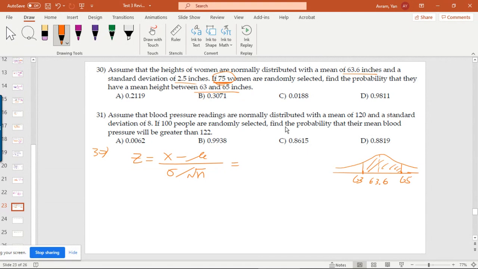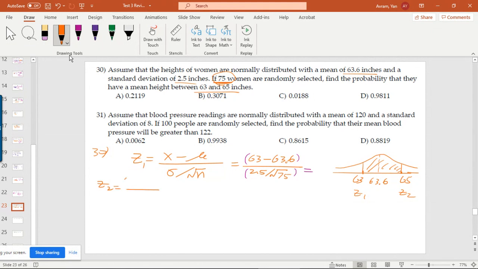So this one, you will need to find a z-score. You will need to convert it into z-score and then do the area in here. So the X one here is 63 minus the mean, and then standard deviation here is 2.5, and here is 75. One thing that is very important here is you must use the parentheses when you do the calculation. Otherwise, you're going to get an error. Okay, so that's the first one.